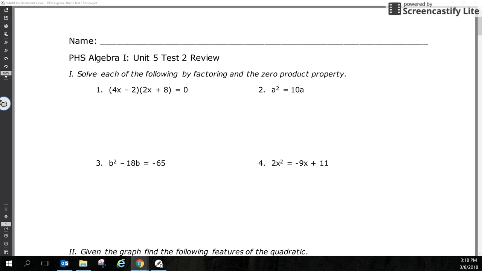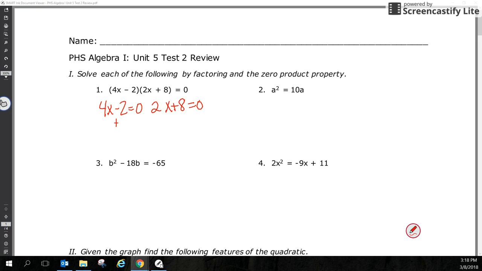Alright guys, here's our review for Unit 5, Test 2. So the first 4 problems are all about factoring. The first one is already factored for us. Remember, if this times this is equal to 0, I'm going to set them both equal to 0, and then solve them for x.